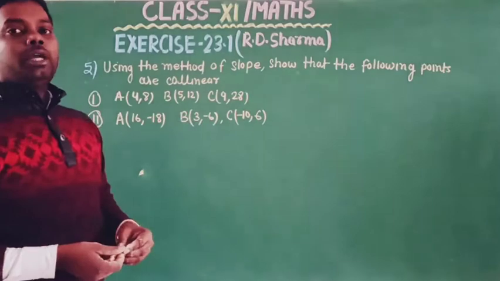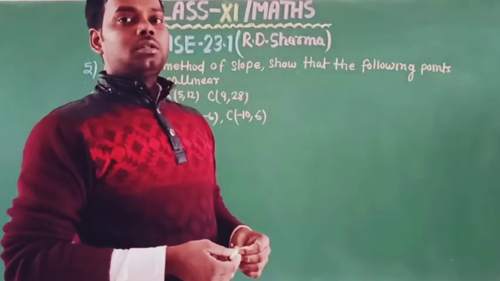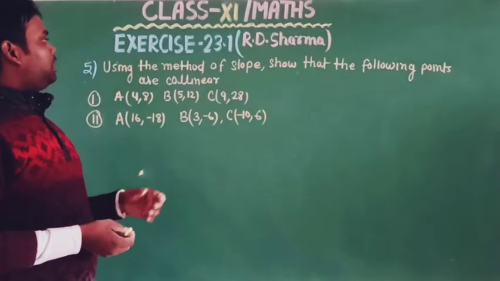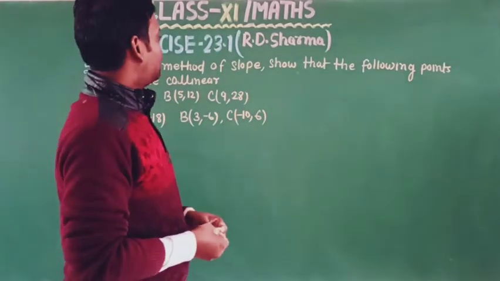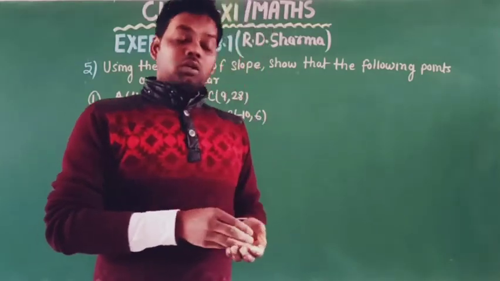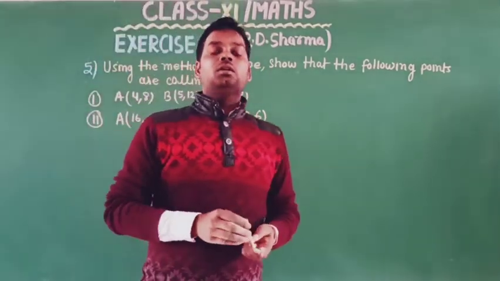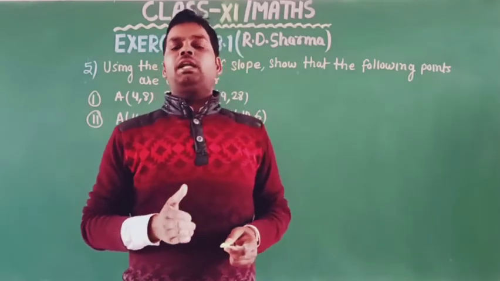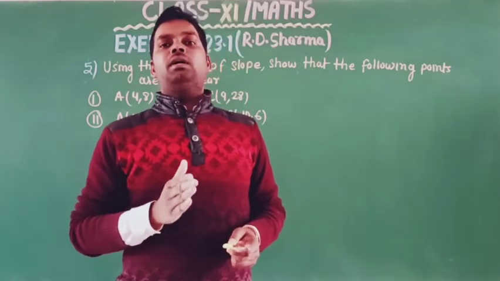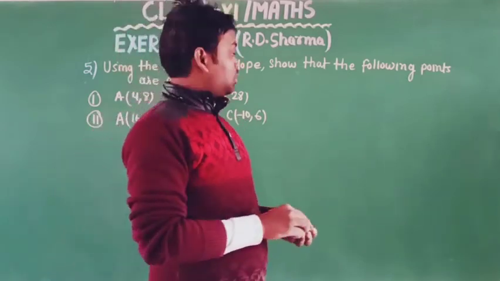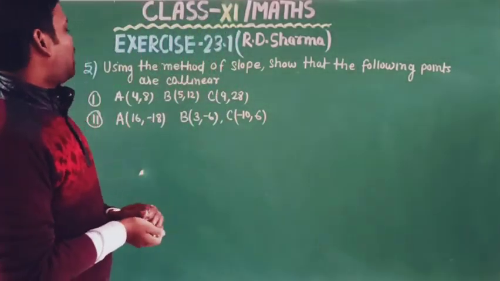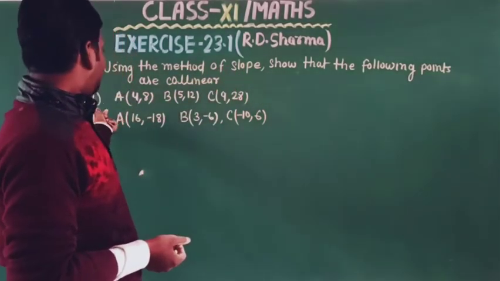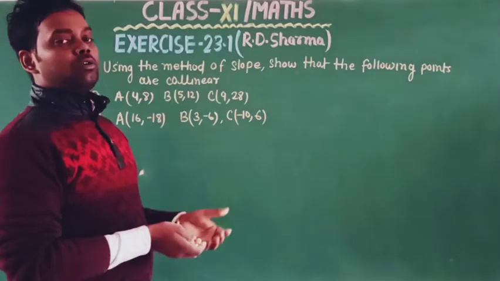So we have to show that the given points are collinear by using the method of slope. We know that 3 or more than 3 points are said to be collinear if they are lying on the same line. So how to show, by using the method of slope, that these given points are collinear?